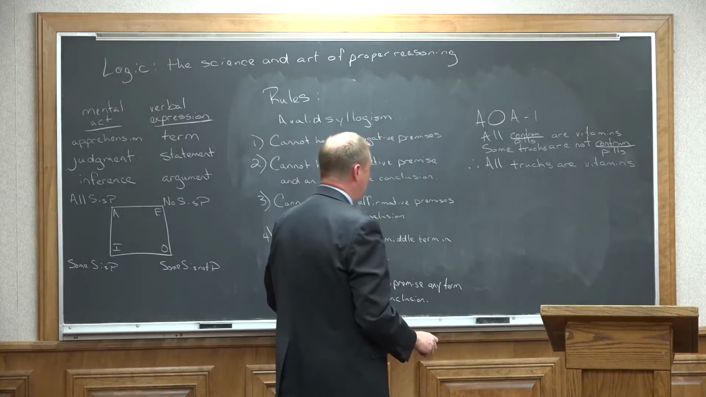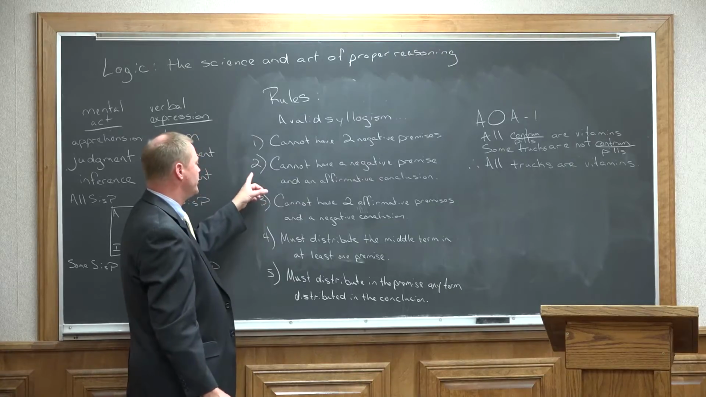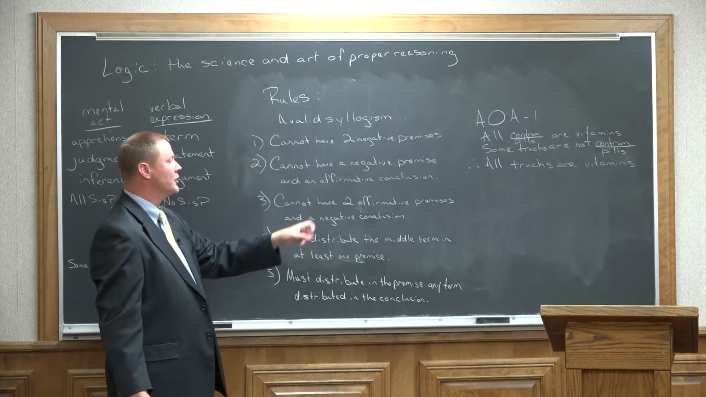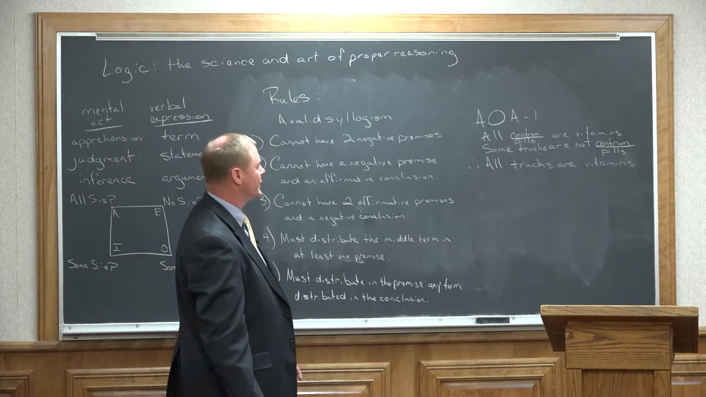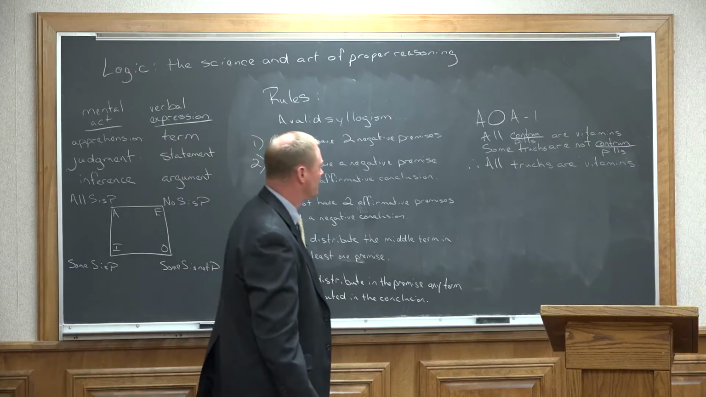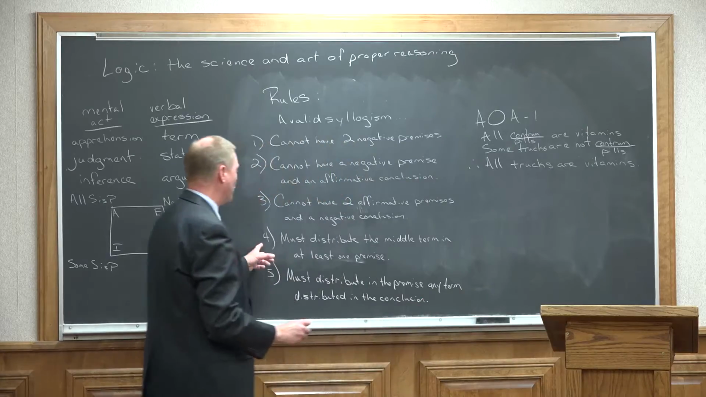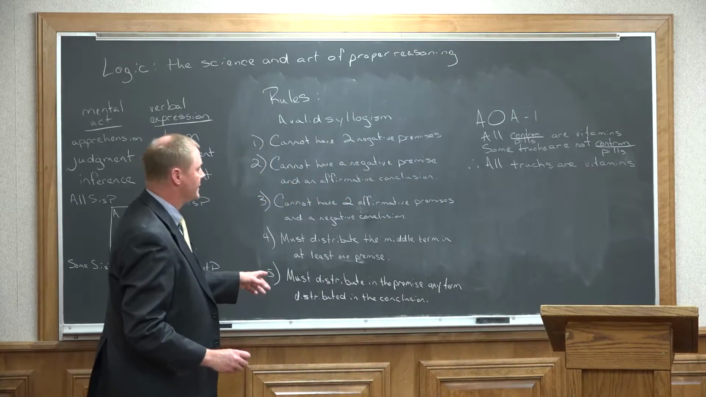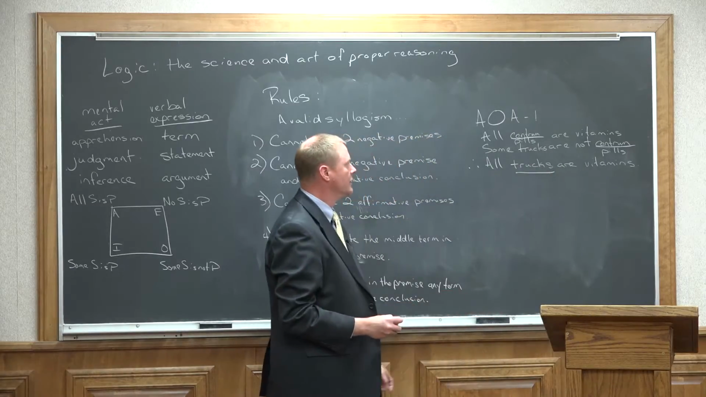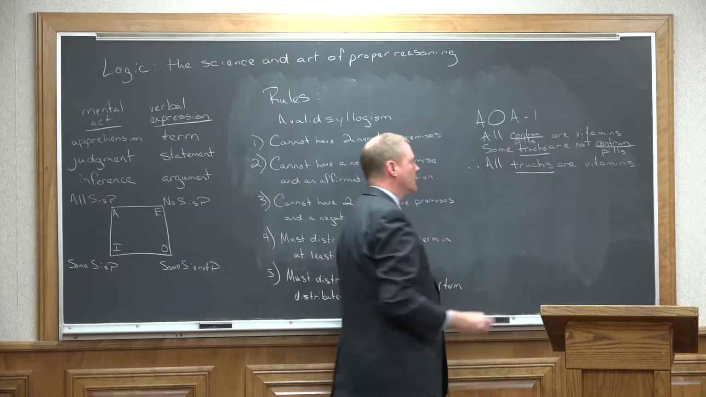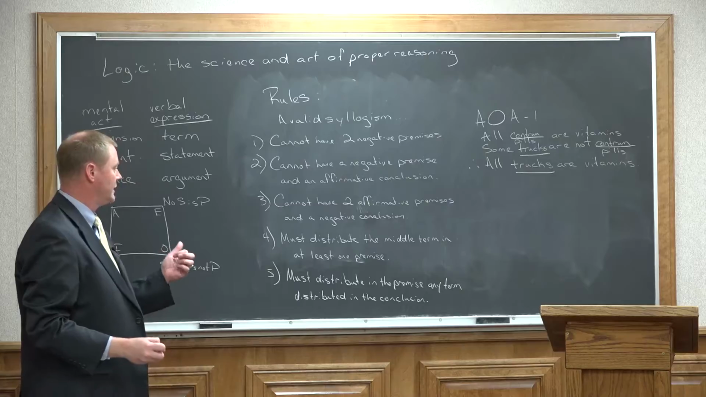But let me now show you why it's invalid. All right? Remember rule number 2. We cannot have a negative premise and an affirmative conclusion. Okay? So that rule is broken there. Our middle terms are distributed. Rule number 4, the middle term is distributed. But this term, trucks, we refer to all trucks here and some trucks here. So there are 2 rules being broken, number 2 and number 5.